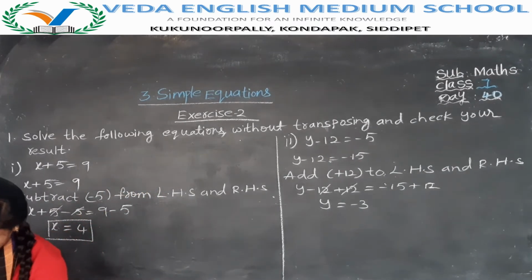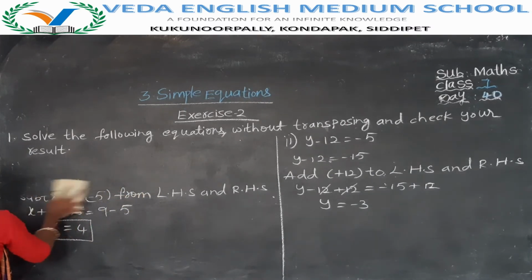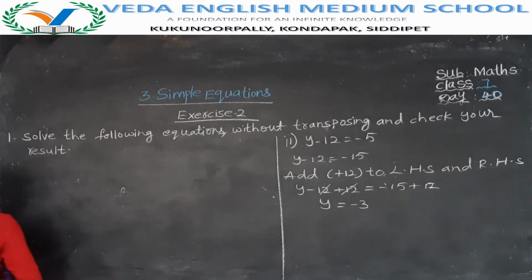Next, 3x plus 4 is equal to 19. Third question. 3x plus 4 is equal to 19.